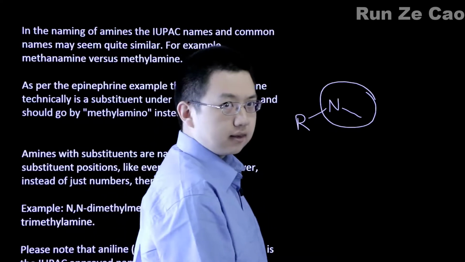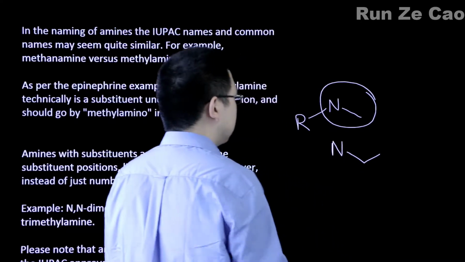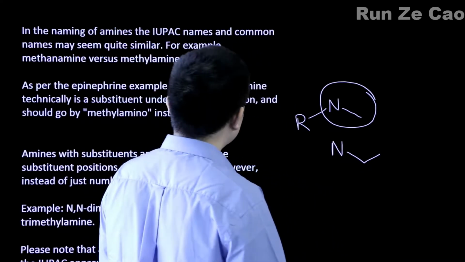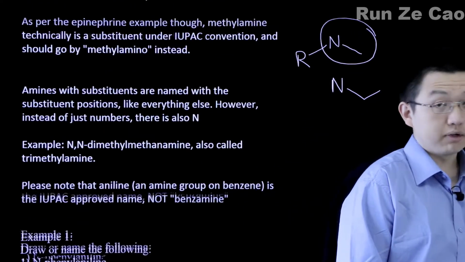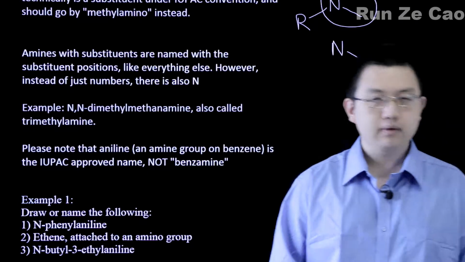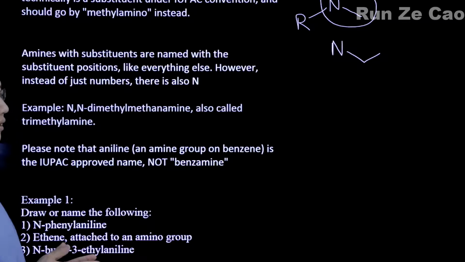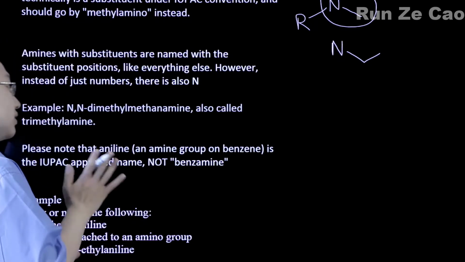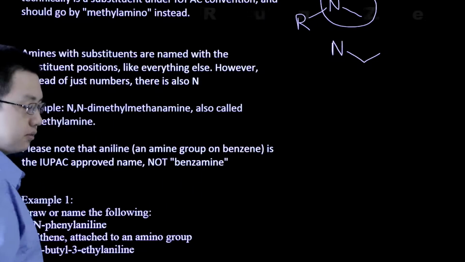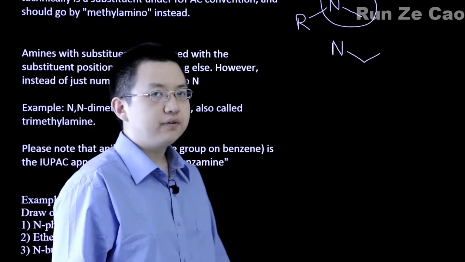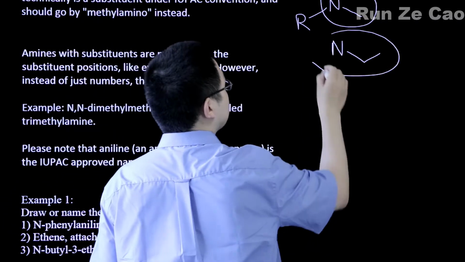What would be ethylamine then? Ethylamine would be this. And what happens then? Well, technically ethylamino, but most people will understand what you're saying even if you happen to mix it up, as many chemists often do. So ethylamino, methylamino, these are substituent groups. If you have ethanamine, that means it's not a substituent and it's just this.